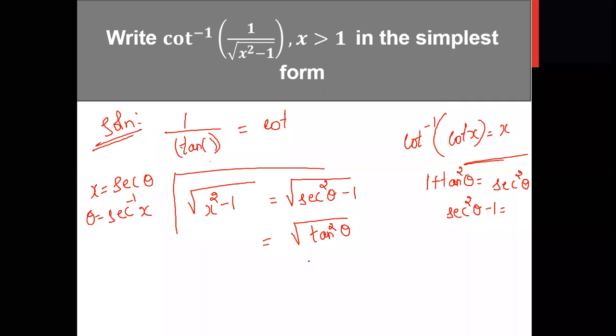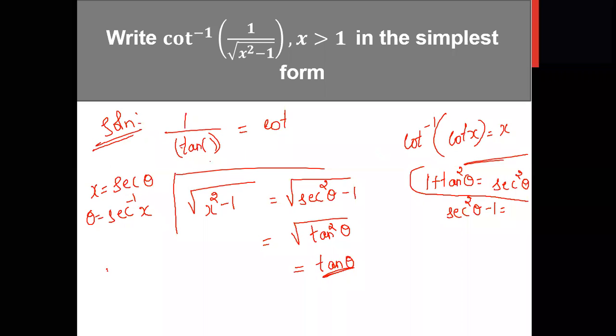So square and square root cancel. So what will be remaining? We will be left with tan theta. Meaning, I took x as secant theta, so theta is secant inverse x. I considered only the denominator, which is square root of x square minus 1, that is square root of secant square theta minus 1. By using the basic identity 1 plus tan square theta is equal to secant square theta, I got secant square theta minus 1 is equal to tan square theta. So square and square root cancel, and we are left with tan theta.